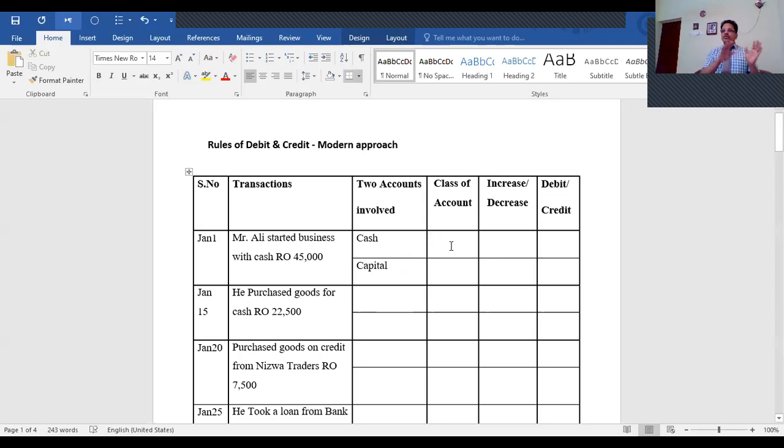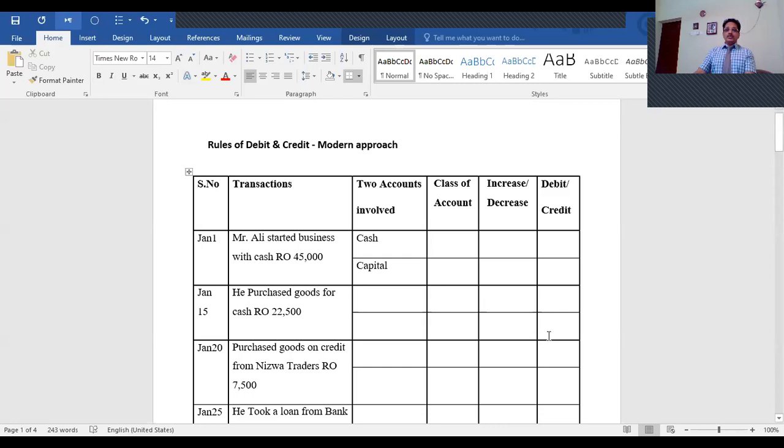So first, when you get a transaction, you have to decide which are the two accounts. You cannot get this suddenly. When you practice more and more, you will understand. For example, anybody started business. The two accounts are cash and capital. The capital account is the personal account of Ali, but in Ali's business books of account, Ali's name will not be written. So it is written capital account, or Ali's capital account. Some people write Ali's capital account. In Tally also, you will write capital account only. Capital account and cash account, two accounts.